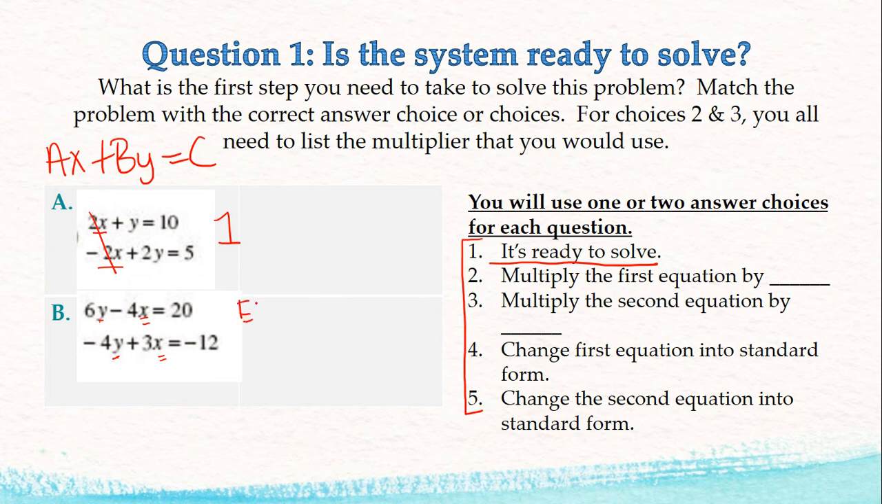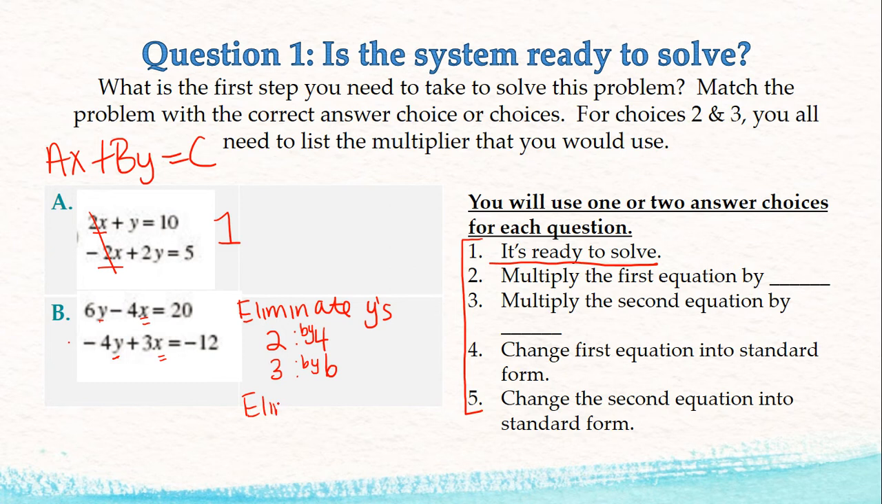So if we wanted to eliminate the y's, okay, I would have to multiply the first equation, so I'd pick choice 2, and I'd have to multiply that first equation by 4 so that we end up with the greatest common factor. Okay, so I would multiply by 4. And then I would also need to choose choice 3. I'd have to multiply the second equation, and I'd have to multiply that by 6. So that's how I could eliminate your y's.